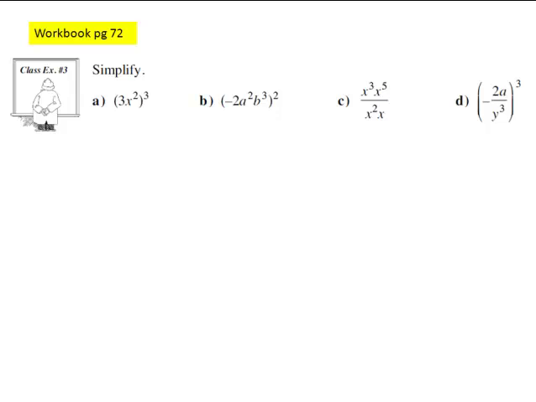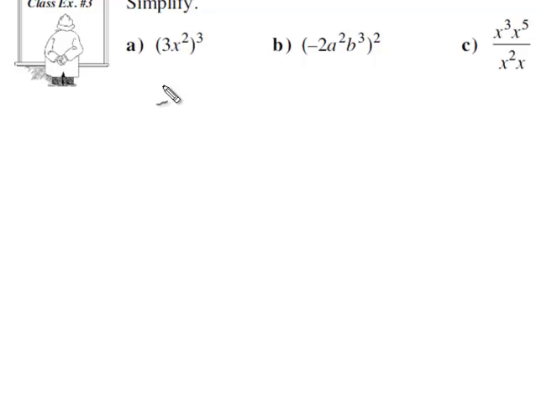The following examples use two or more of the exponent laws to get each of their solutions. In the first case, I have 3x squared in brackets with a cubed sign on the outside. What the brackets are telling you is that the cubed sign from the outside needs to apply to everything in the brackets, one term at a time.